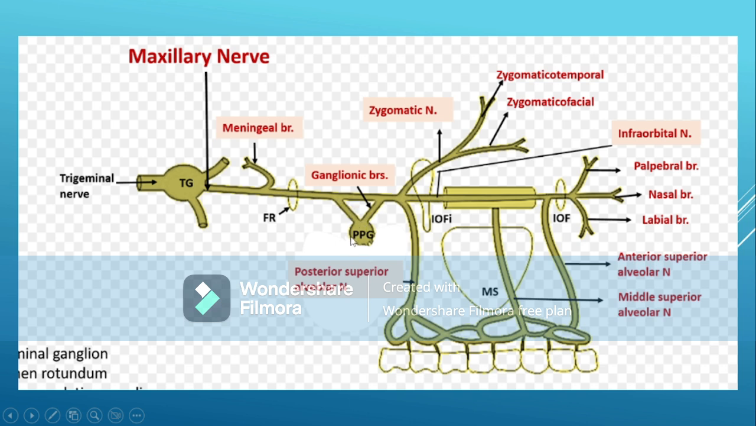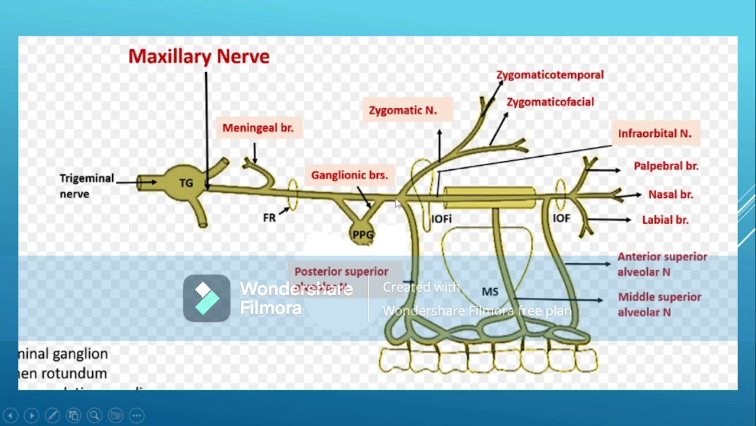First branch is the ganglionic branches, or the branches to the pterygopalatine ganglion. Then the second branch is the posterior superior alveolar nerve. Third branch is the zygomatic nerve or the zygomatic branch. Now this zygomatic branch divides into zygomatico-temporal and zygomatico-facial. From the word you can understand where it distributes. Zygomatico-temporal supplies the temporal region, and zygomatico-facial supplies the facial or the zygomatic bone.